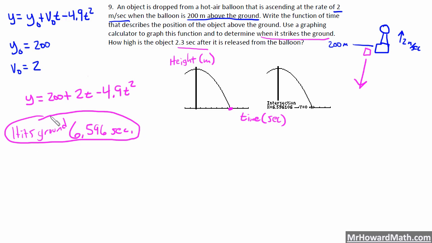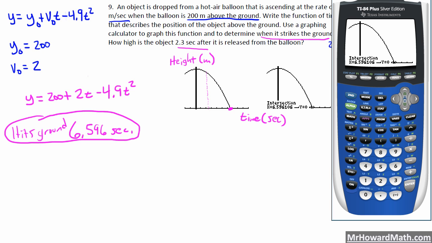Okay, that's one answer. And then they want to know how high is the object at 2.3 seconds. So we want 2.3 seconds. So we want when x is 2.3. So we want that height. It doesn't ask us at all for the maximum height or anything like that. So the last thing that we need to find is that value, and we can use our calculator.